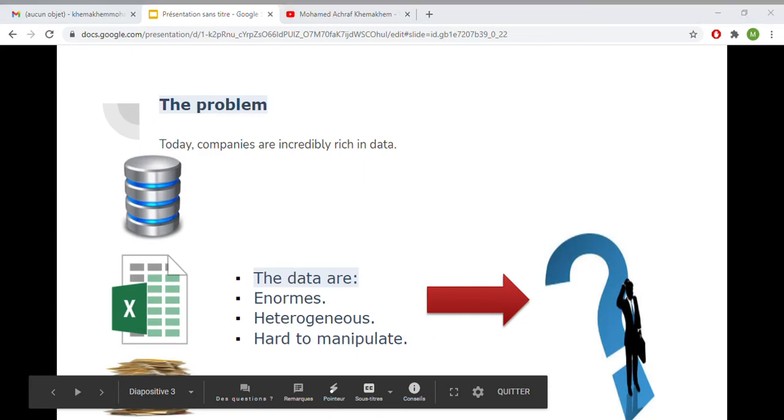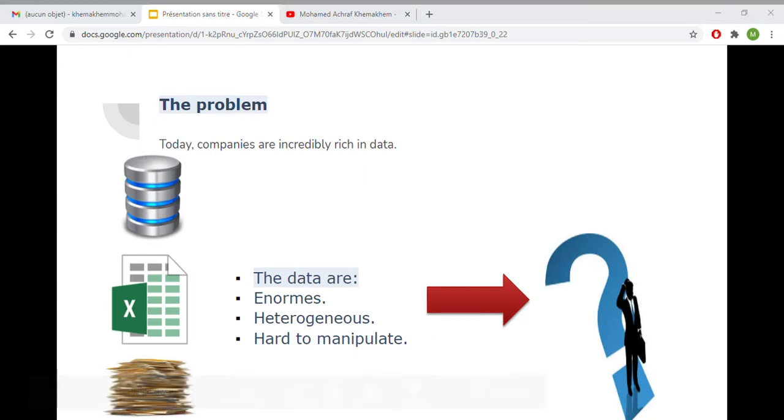So let's start with the problem. What is the problem which makes us create business intelligence solutions? Nowadays companies are incredibly rich in data. So the data are enormous, heterogeneous, and hard to manipulate.